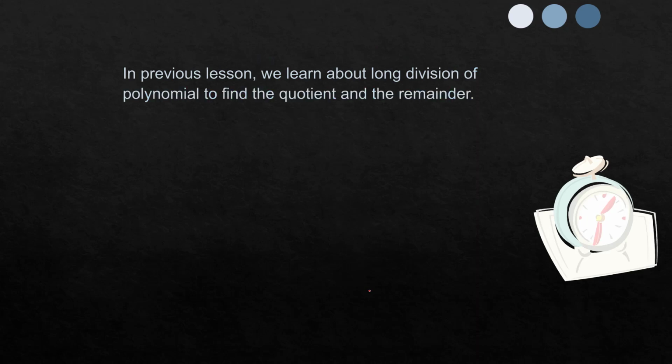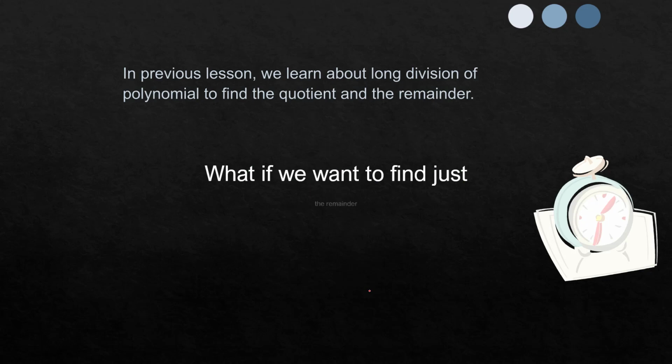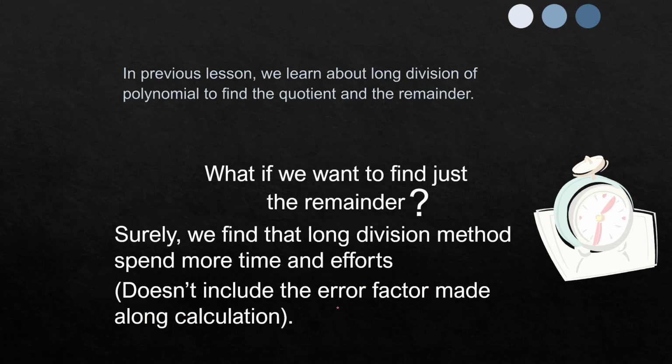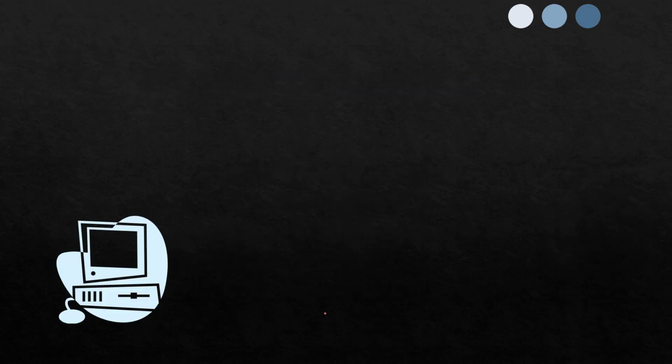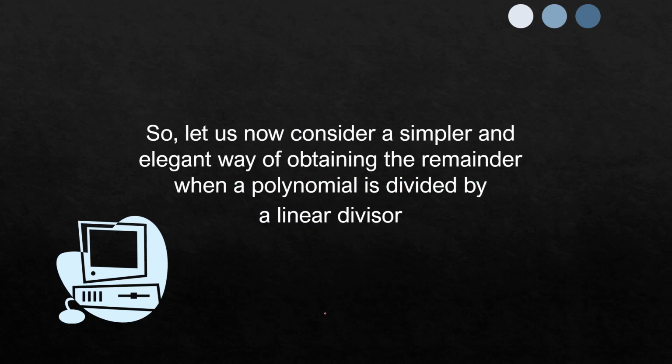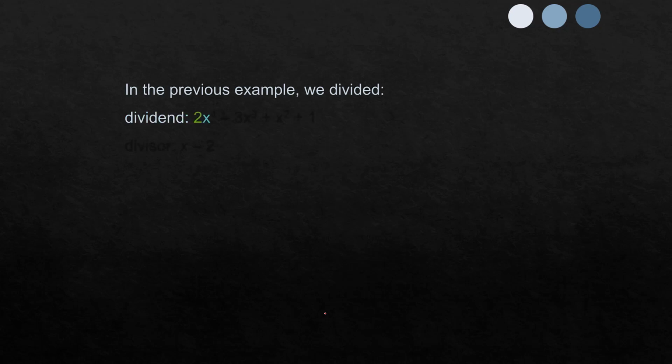You already learned about long division of polynomial to find the quotient and also the remainder. But what if we need only the remainder? We surely won't find the remainder using long division since it spends more time and effort, and also includes the error factor made along the calculation. So let us now consider a simpler way to obtain the remainder if a polynomial is divided by a linear divisor.